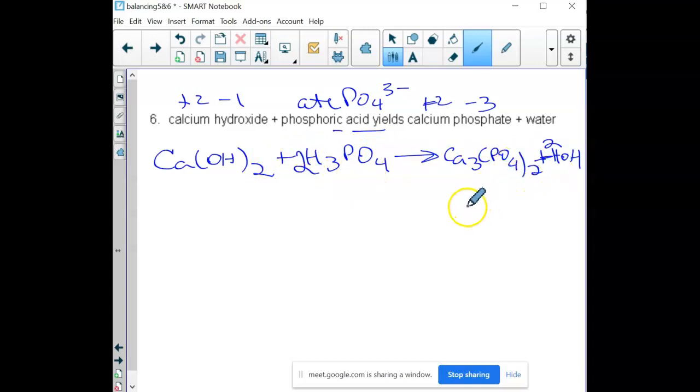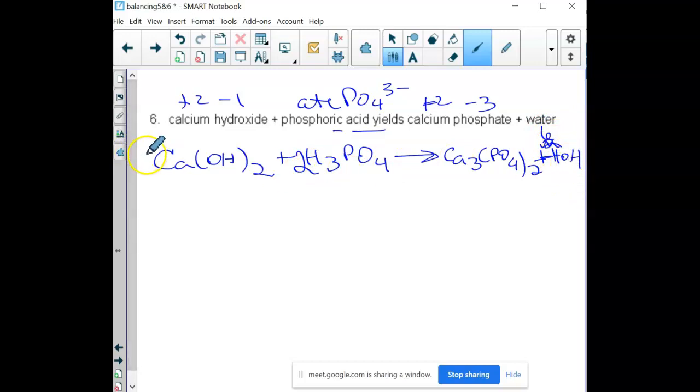Remember, I said it often helps to leave hydrogen dead last. So we've got 2 PO4s on each side, but now I've got 6 hydrogens. So instead of putting a 2 in front, I'm going to put a 6 in front of HOH, which then gives me 6 OHs and 6 H's. I needed the 6 H's. That's awesome. But now I've got to fix my 6 OHs.